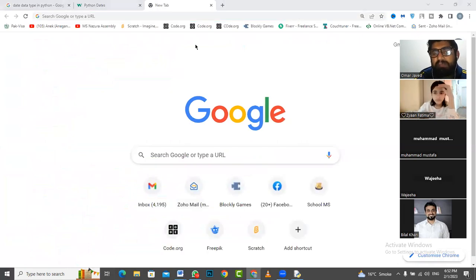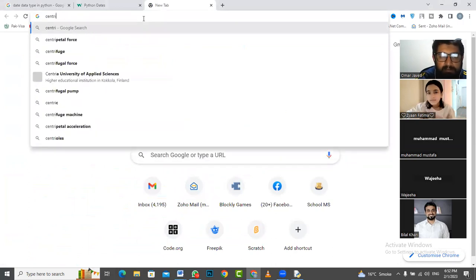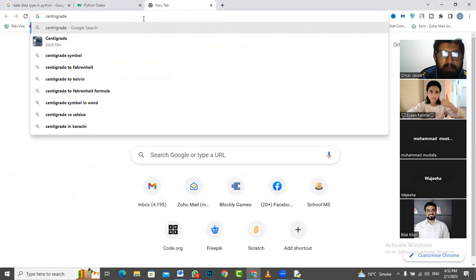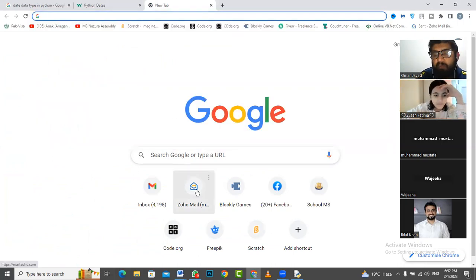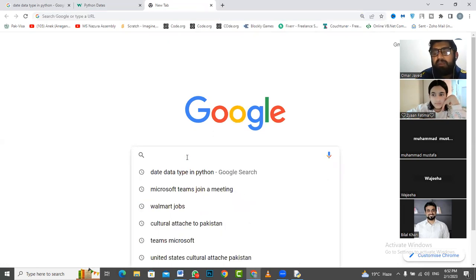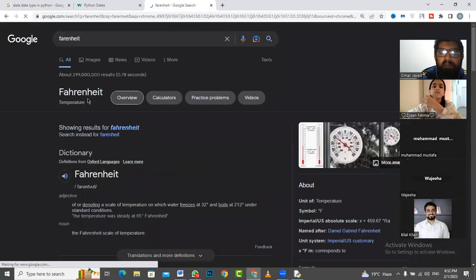So who knows the difference between centigrade and Fahrenheit? Who has heard of these words? Do you check your temperature when you are feeling sick? Who has checked the temperature? Okay. So when we are not feeling well and we check our temperature and we say that our temperature is 100 or 101 or 99 or 98 or 103, we are not referring to the centigrade temperature. We are referring to another temperature scale, which is called Fahrenheit.